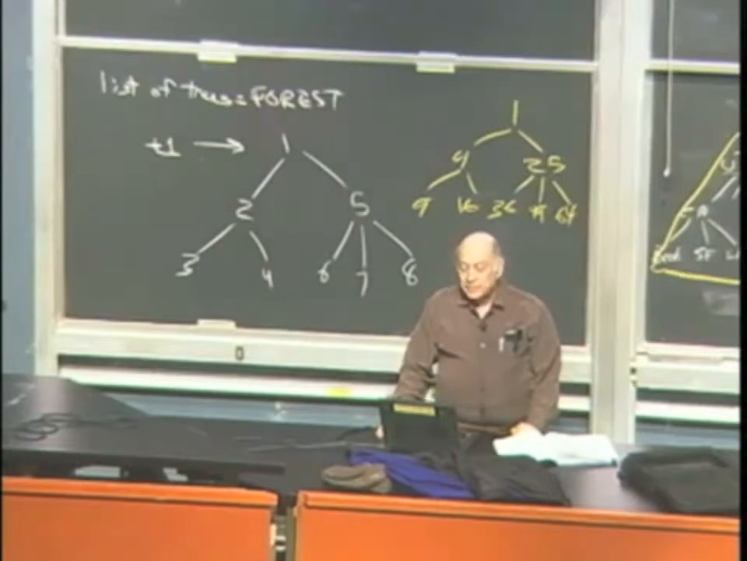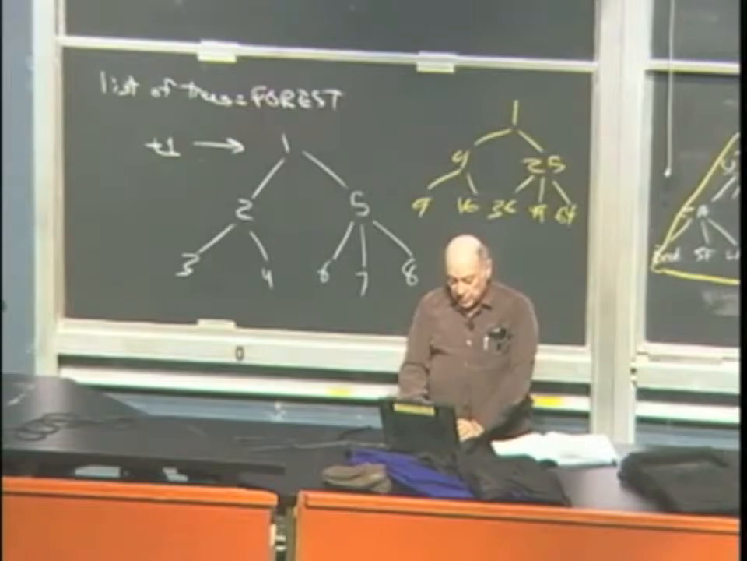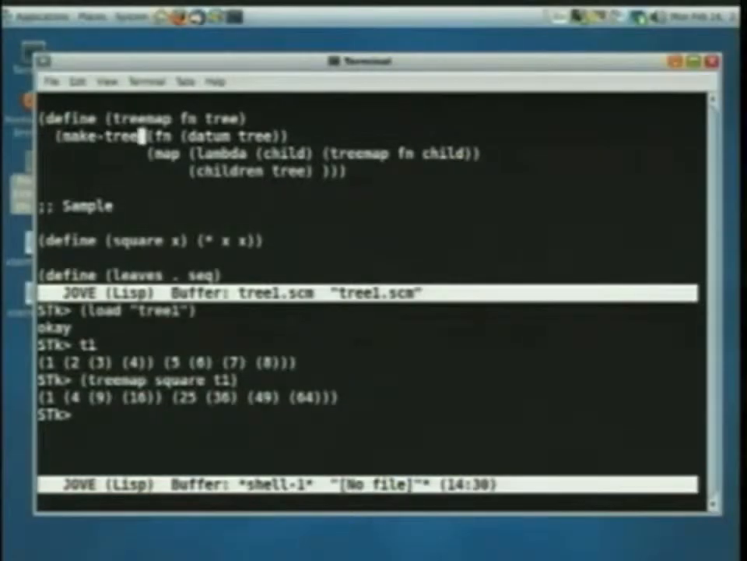Well, what data type, first of all, should the result of calling tree map on a function in a tree be? What do you get back? A tree. How do we make trees? We use the constructor makeTree. Now, makeTree takes 2 arguments. The first one is a datum. So what datum should we put at this node we're constructing? And for that, we just apply fun, the argument function, to datum of tree.